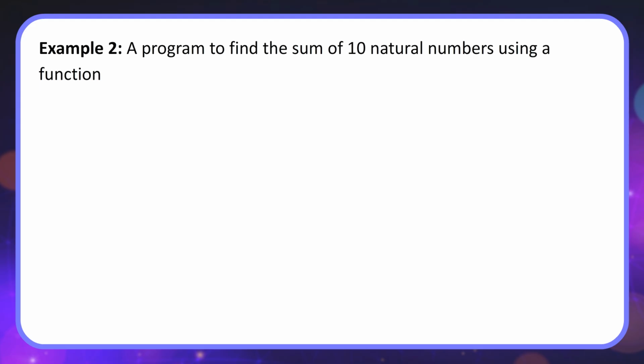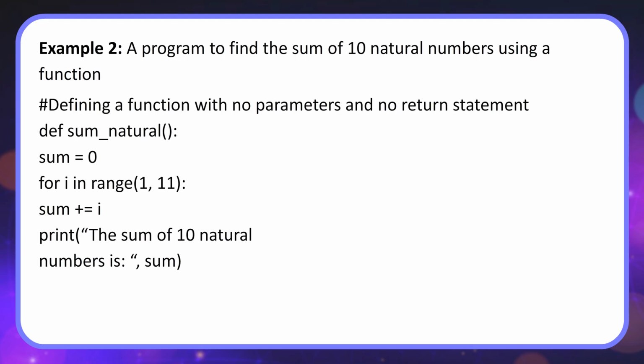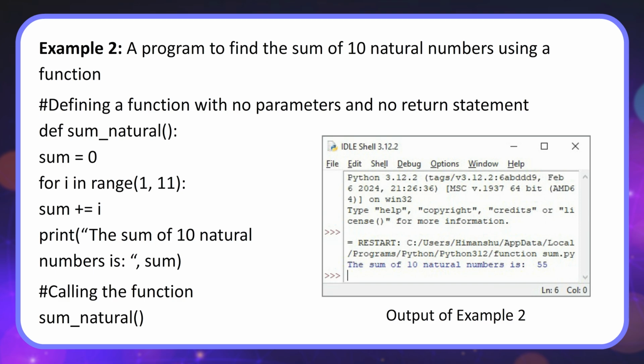A program to find the sum of 10 natural numbers using a function. Defining a function with no parameters and no return statement. def sum_natural(): sum = 0. for i in range(1, 11): sum += i. Print the sum of 10 natural numbers is, sum. Calling the function sum_natural. Output of example 2.